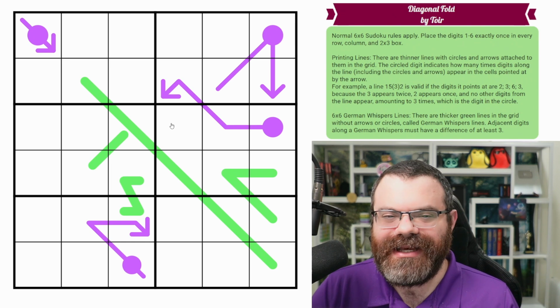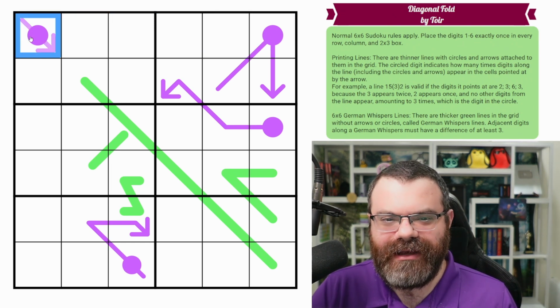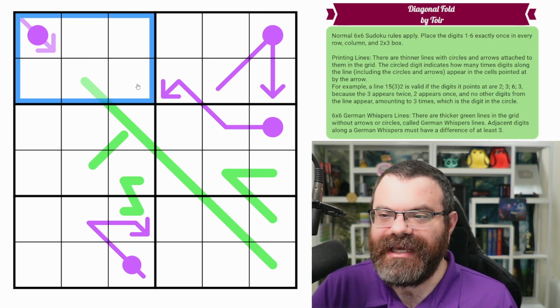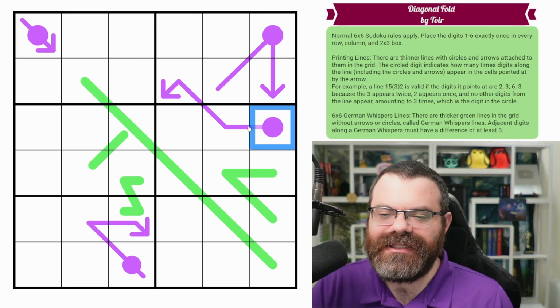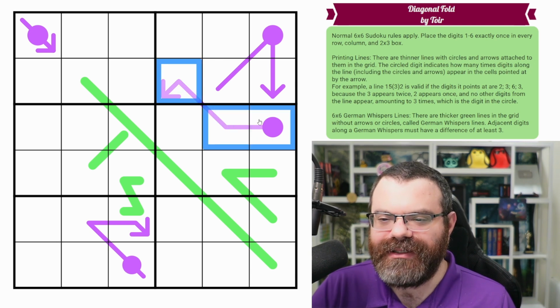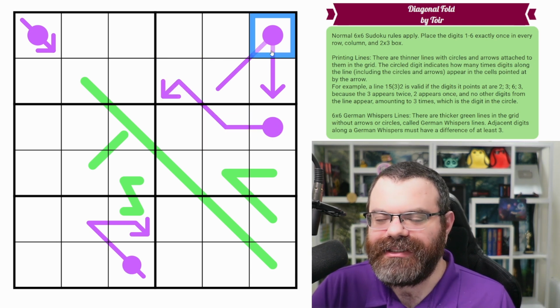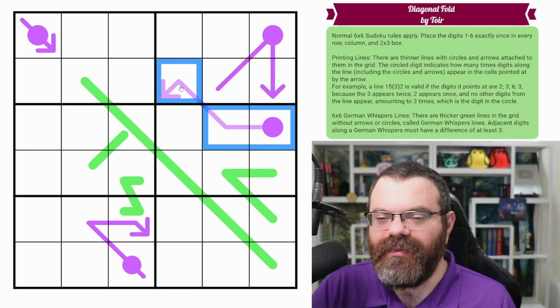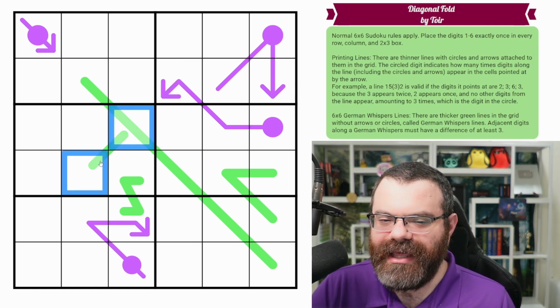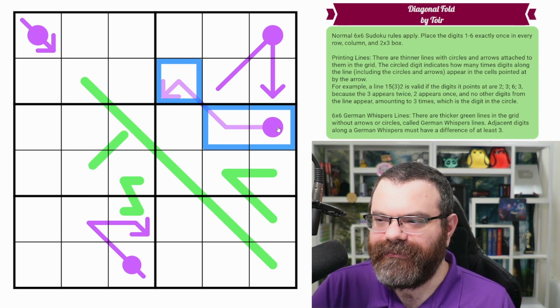So we have normal 6x6 Sudoku rules, meaning in every row, every column, and every 2x3 box, we are placing the digits 1 to 6 exactly once each. We just have these thin purple lines in the grid that have an arrow at one end and a dot somewhere on the line. In this case, this dot is in the middle of the line, right? So the way this works is the digit in the circle indicates exactly the number of digits that it's pointing at, which match digits on the line.